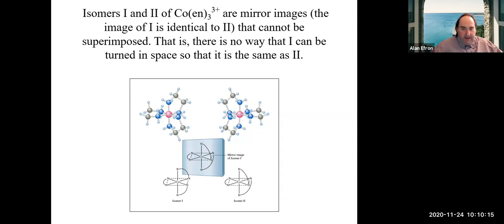So here we have isomer 1 and isomer 2. They are mirror images. The image of 1 is identical to 2 and cannot be superimposed. That is, there's no way that number 1 can be turned in space so that it is the same as number 2. The main difference is, if we do our reflection here, the problem is we're going to have this guy reflecting here.